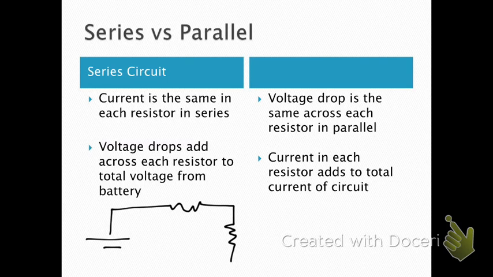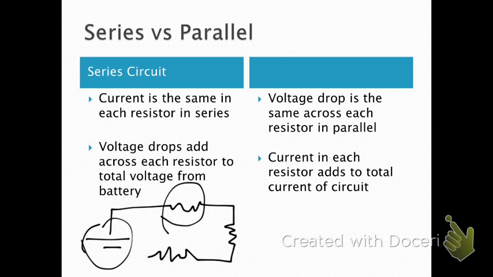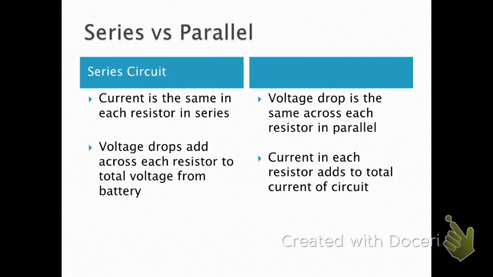Oh, by the way, the symbol for a resistor is this little squiggly line. The symbol for the battery is one long line, one short line. And sometimes you'll see it doubled up: short line, long line, short line, long line.